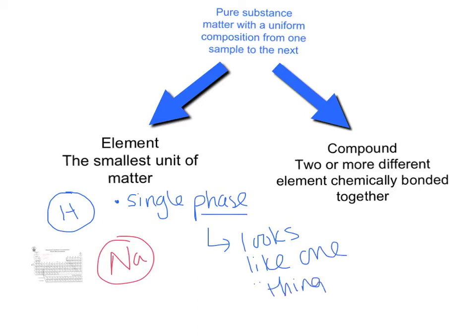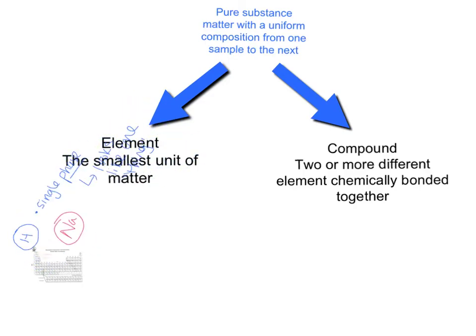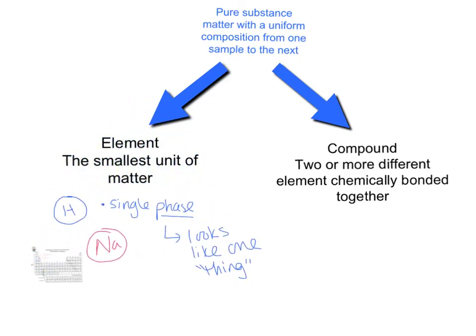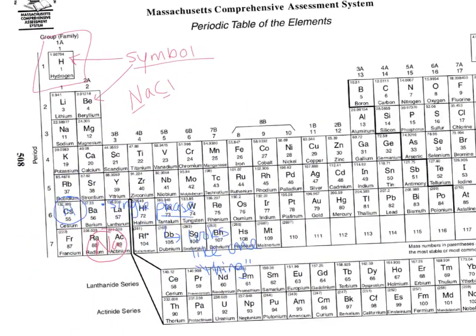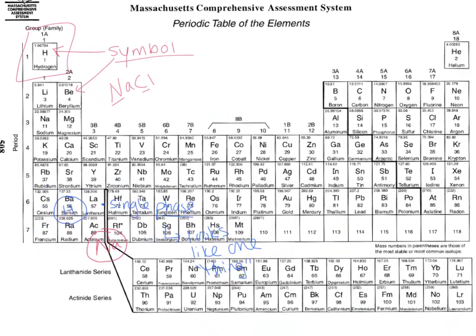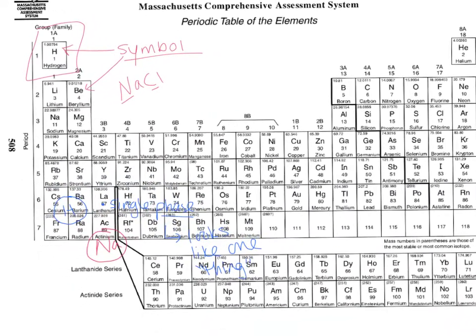Looks like one thing. And I usually hate the word thing, but I'm not sure how to describe it. If you look at an element, you're always going to see one phase. So look at some examples here. Elements that you're familiar with are usually metals. So think about aluminum. Aluminum foil looks like one thing.